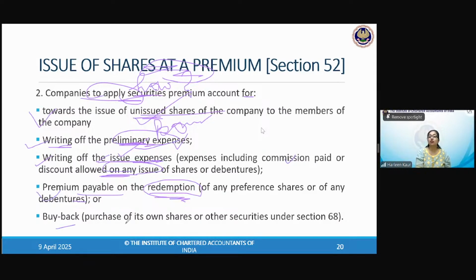Buyback of shares. Buyback means purchase of your own shares, under section 68. So all these, buyback, reduction, sections 66, 67, 68, we will do in our third lecture. As of now, you have to learn that buyback means purchasing back your own securities, buyback of your own shares. So what are the 5 purposes for which the securities premium amount can be used? Excellent. Come on, give me. Quickly, everyone write in the chat box what are the 5 purposes for which securities premium amount can be used.